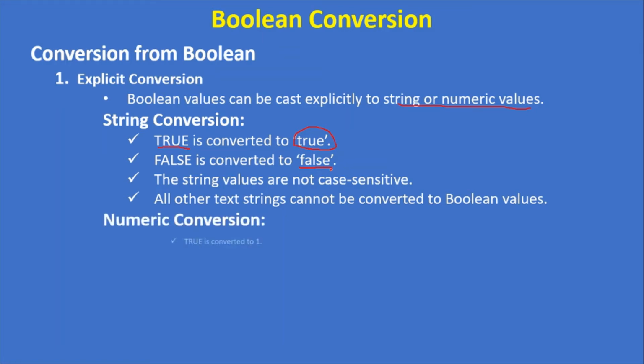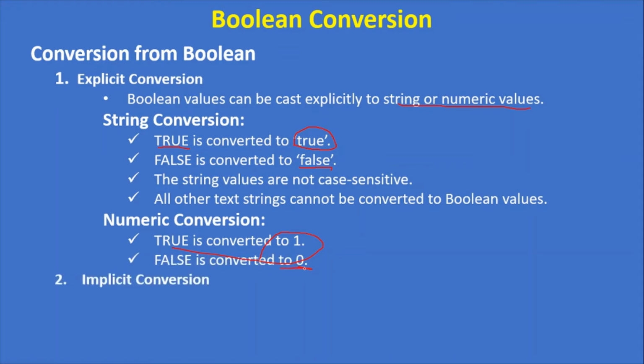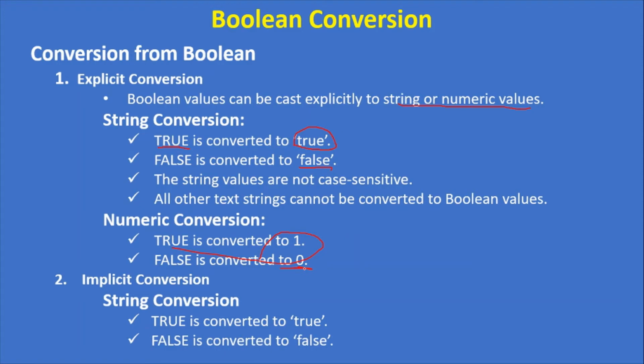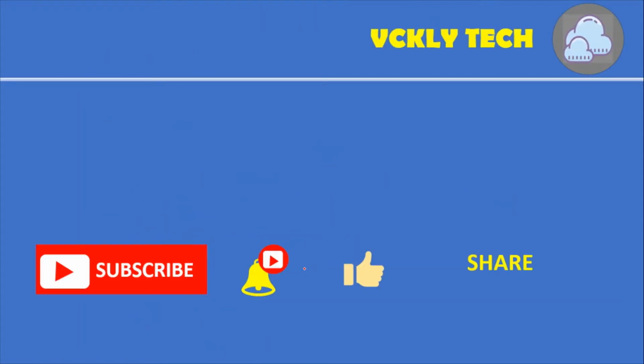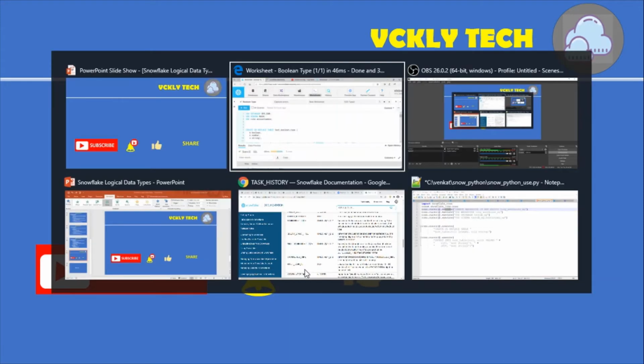Numeric conversion. True is converted to 1. When you are trying to convert the true value into a number, then it will be 1. False is converted to 0. Implicit conversion, string conversion: true is converted to true, false is converted to false. That's all. Now we will see the demo of how it looks.